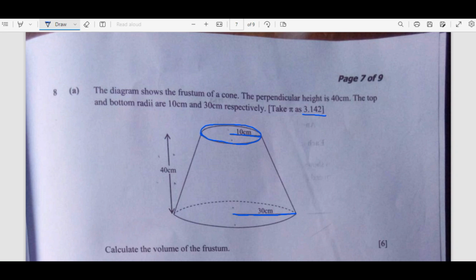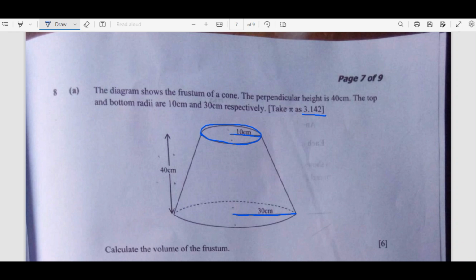Now here they've asked us to calculate the volume of the frustum. We cannot calculate the volume of the frustum directly because it was cut. So we have to find, number one, the part which was cut, and then after finding the part which was cut, we're going to subtract it. That's when we're going to find the volume of the frustum.